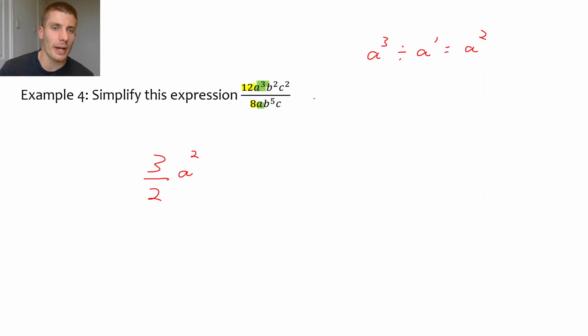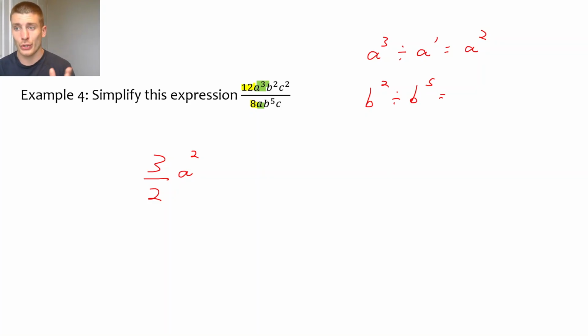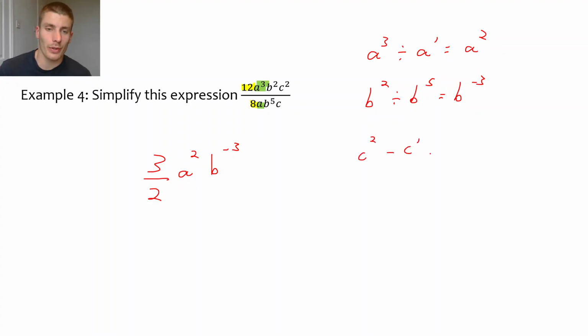We've then got b squared divided by b to the 5. And again, we're still dividing here. You want to take away the powers. 2 take away 5 gives you negative 3. So b to the minus 3. So 3 over 2, a squared, b to the power of negative 3. And then you've got c squared divided by c, which is c to the 1, so 2 take away 1 gives you 1. So c to the 1, which is c. So c goes on the end.